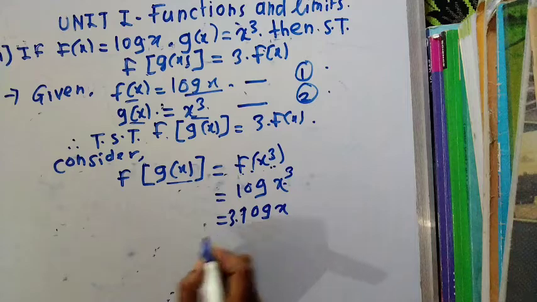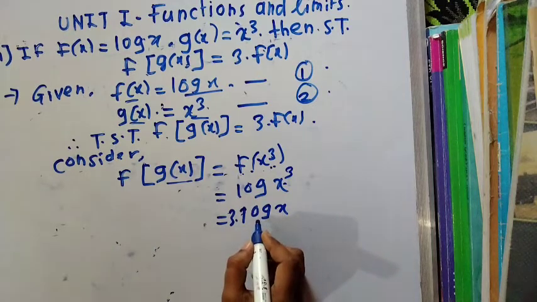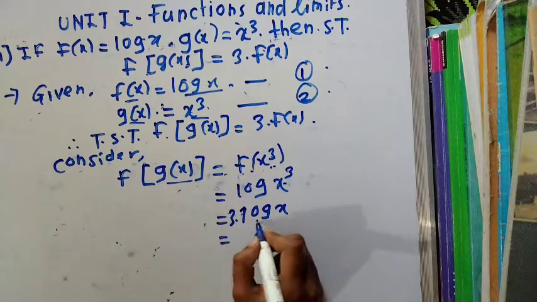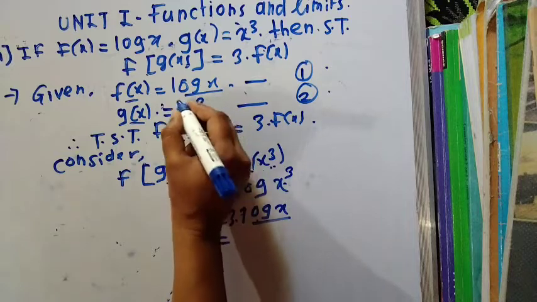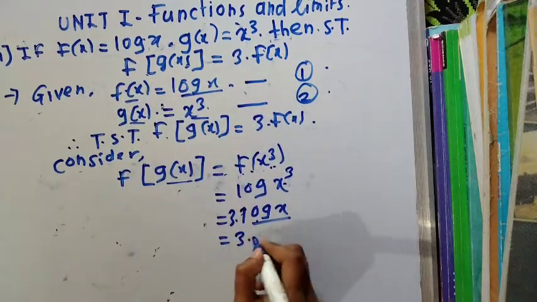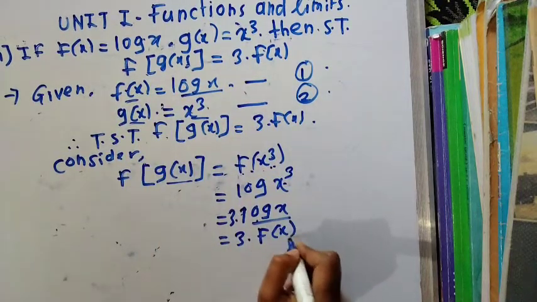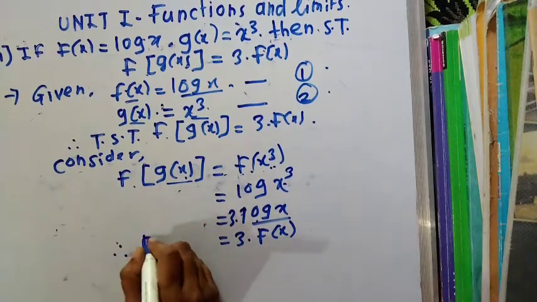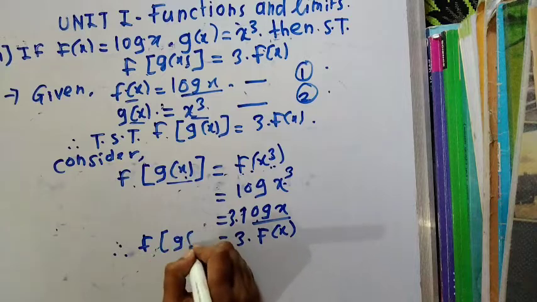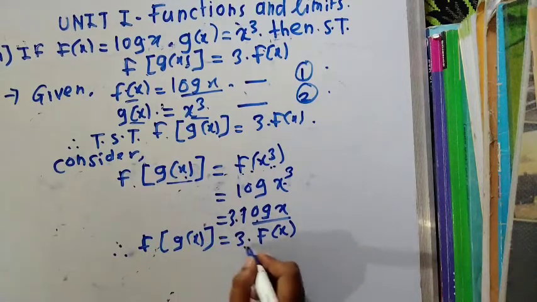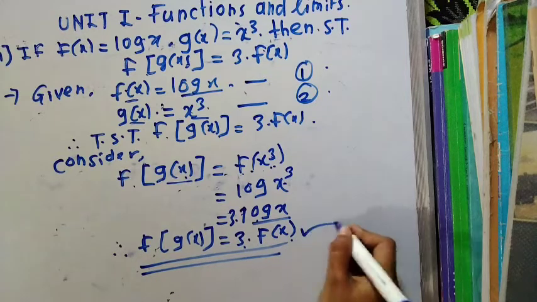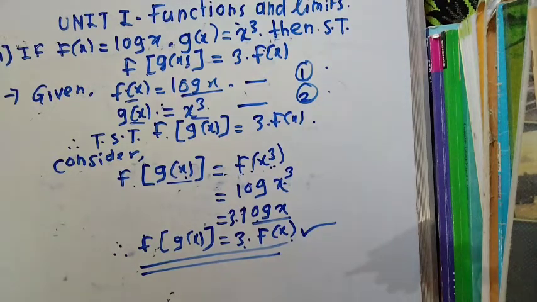But log x is the f of x, so 3 into f of x. So f of g of x, which is equal to 3 into f of x. Hence we show that this equation.